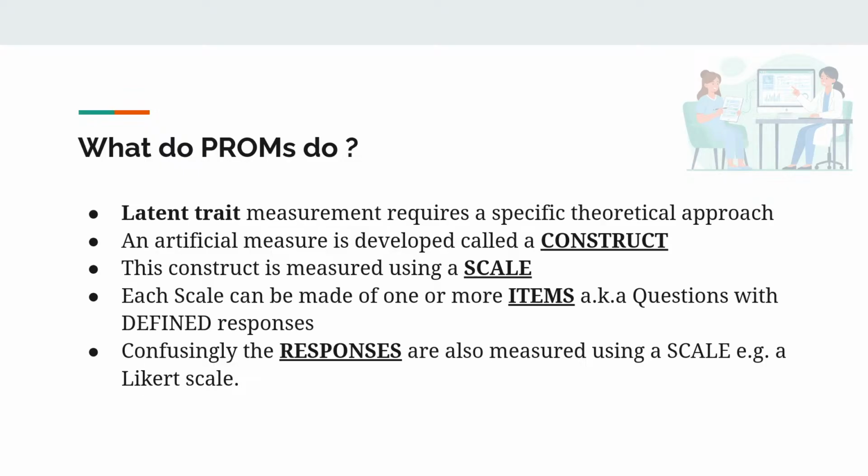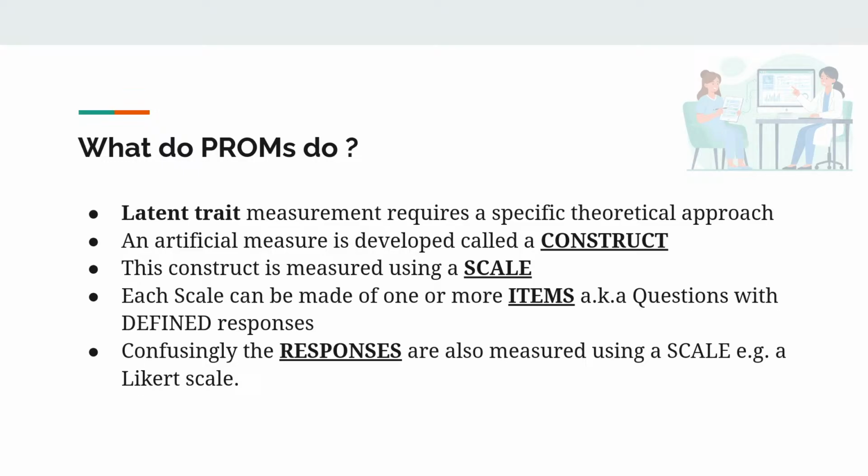They measure something called latent traits. Now why the word latent? It is because you cannot actually measure this thing directly. For example, pain, for example, functioning. These are not things that you can measure objectively on a scale. In order to measure this so-called latent trait, we develop an artificial measure which is called a construct. Now this construct is a theoretical thing, and there is a branch of science called item response theory which has been designed to measure these things.